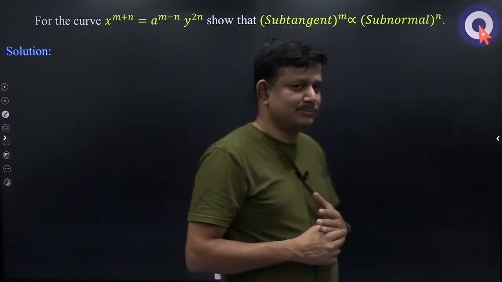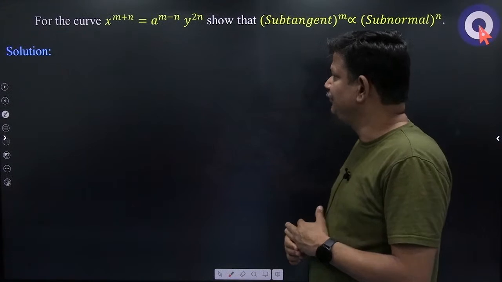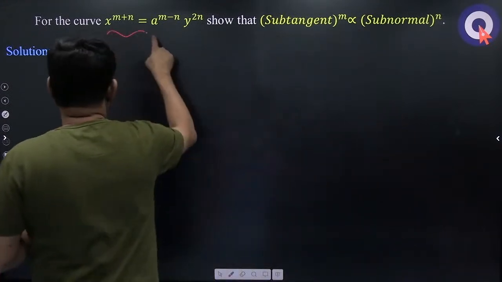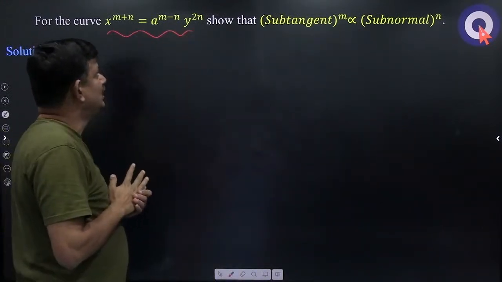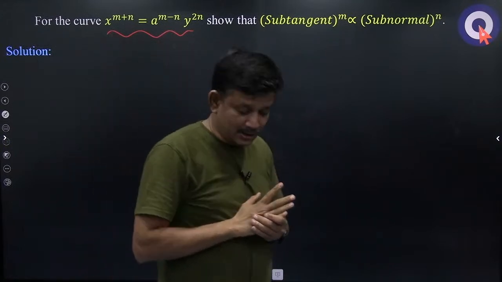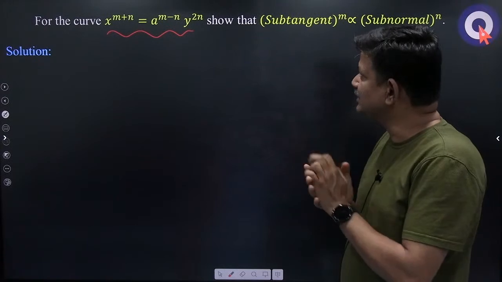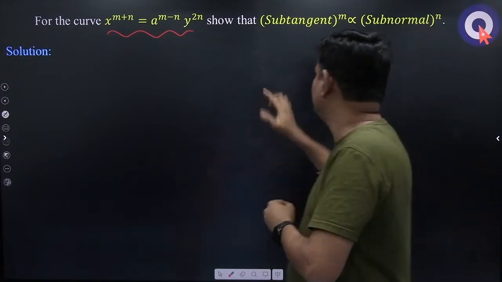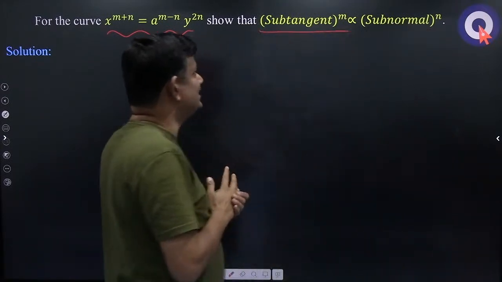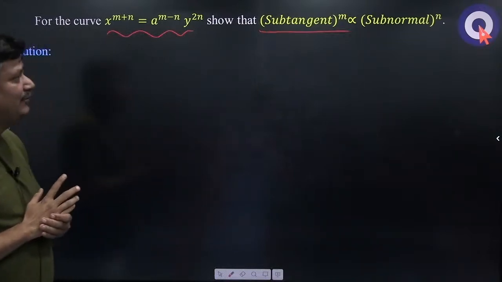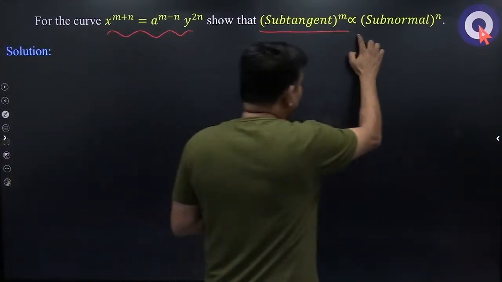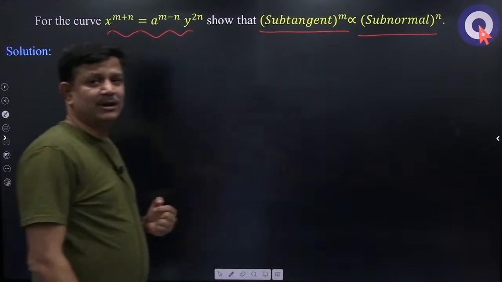So how will this question be? Let's look at a simple question. A curve is given, x to the power m plus n is equal to a to the power m minus n into y to the power 2n. Now what do we have to prove in this? We have to prove that subtangent to the power m is proportional to subnormal to the power m.